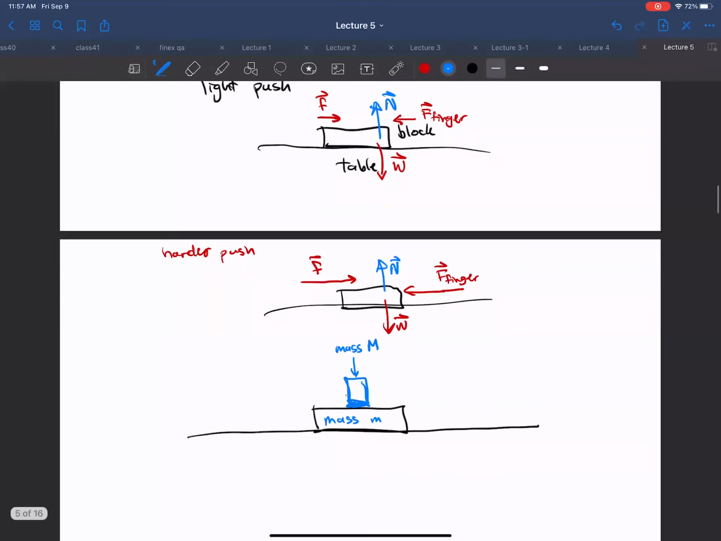And as a concept test, with no pushing sideways from my finger, just sitting there, draw the free body diagram for the block. So this is the block. This is the weight that I'm adding, added weight. So as a concept test, I want you to draw the free body diagram for the block. Remember that in a free body diagram, we're only showing forces acting on the block, nothing else.